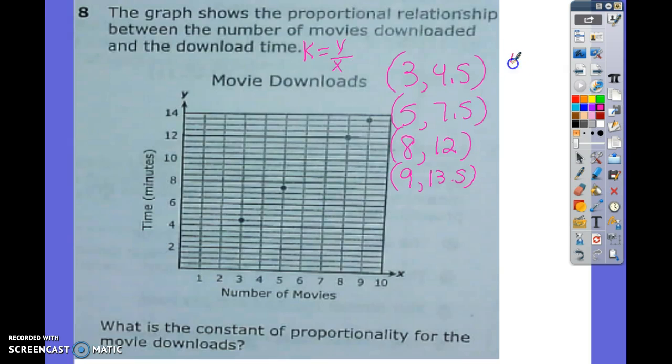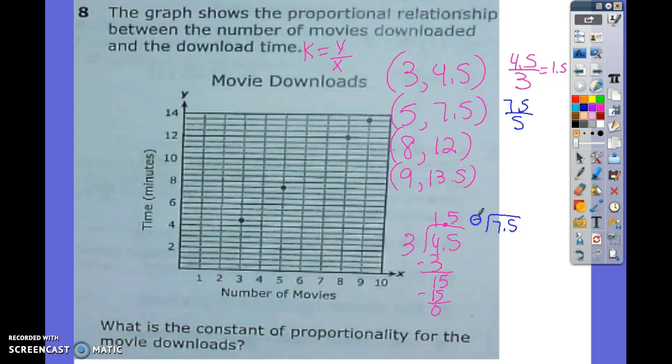So we're going to do 4.5 divided by 3. Make sure you put your decimal in your answer. 3 goes into 4 one time. 1 times 3 is 3. Subtract and get a 1. Bring down the 5. 3 goes into 15 5 times. 5 times 3 is 15, so you get a remainder of 0. So you get 1.5. Let's do the next one. 7.5 divided by 5. Remember, we're doing y divided by x.